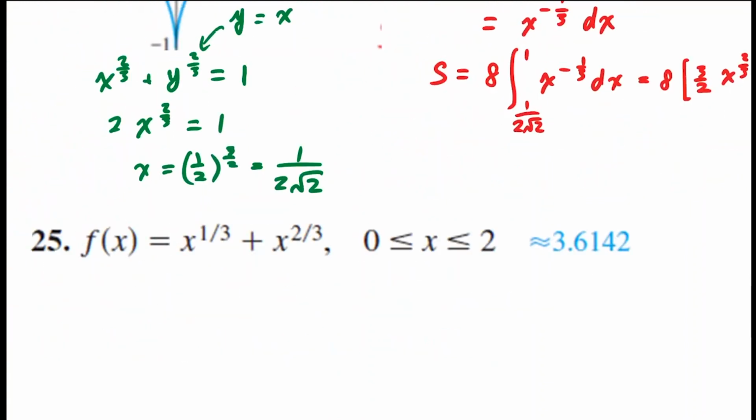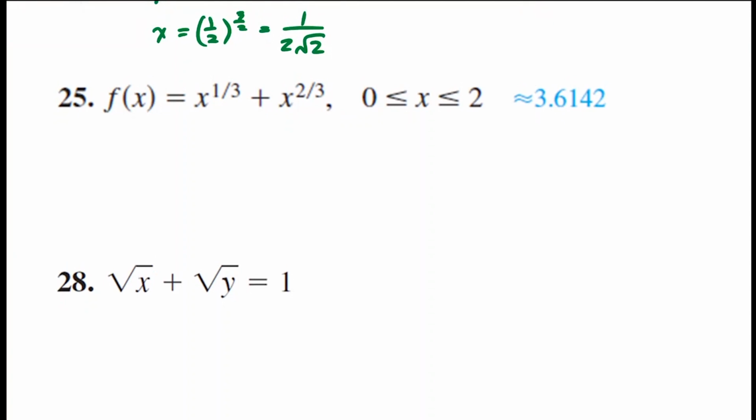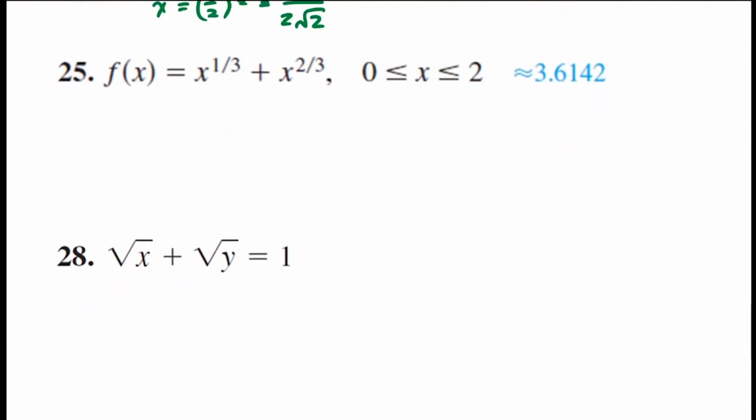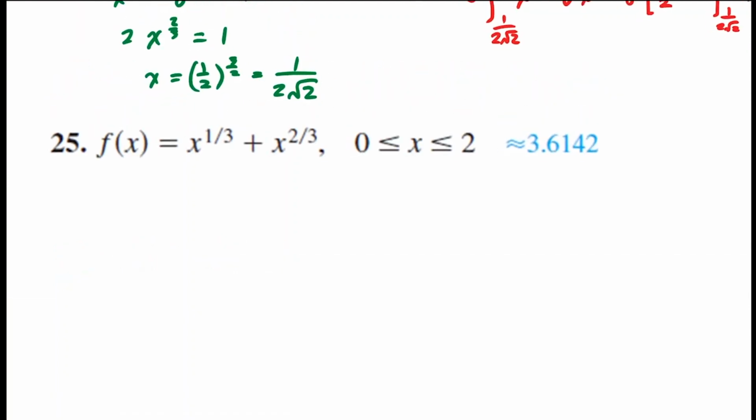Okay, then we'll go to 25. 25 is much of the same idea now. Let's start. 25, if I just call it y and find dy over dx, don't write this part down, it's not going to work. What is going to happen is x to the negative 2/3, and therefore 1/3 here, plus 2/3 here, then x to the negative 1/3, right?